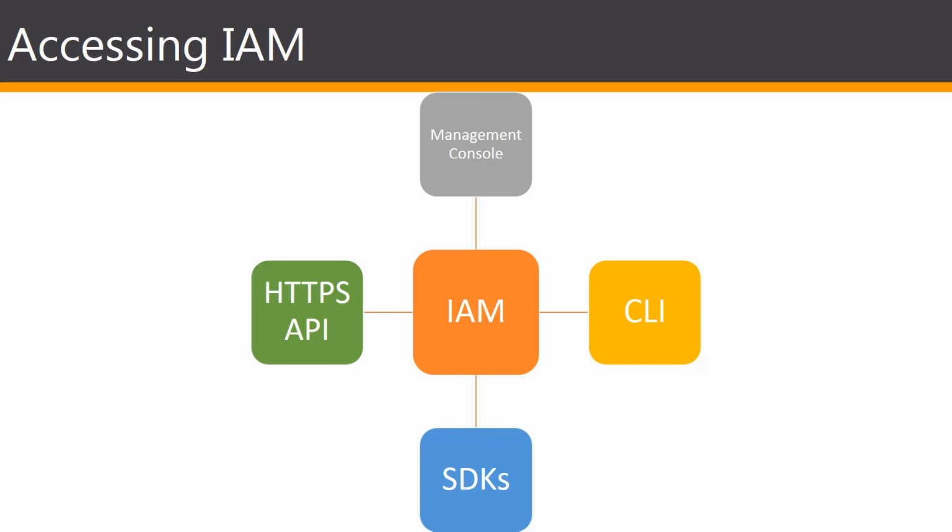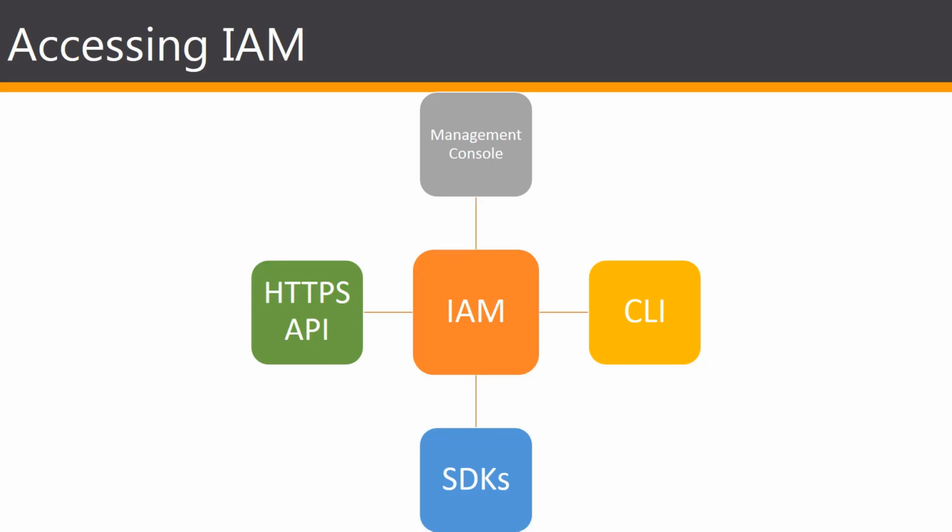Amazon provides two sets of command line tools: the AWS Command Line Interface, and the AWS Tools for Windows PowerShell. You can also access it through SDKs, which are software development kits that consist of libraries and sample code for various programming languages and platforms such as Java or Python. The SDKs provide a convenient way to create programmatic access to IAM and Amazon Web Services.